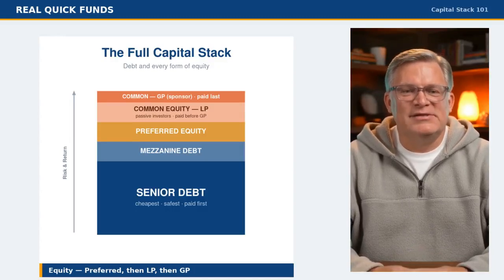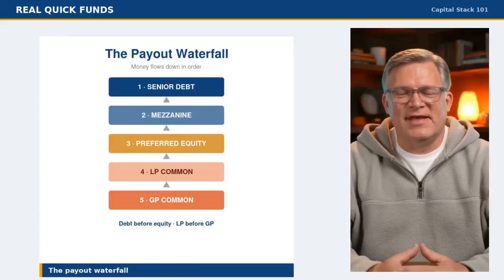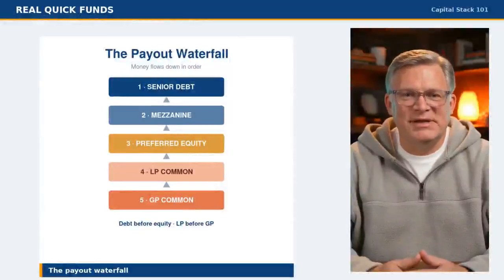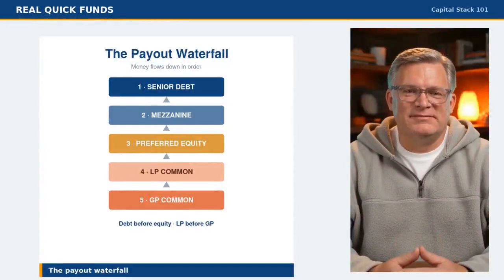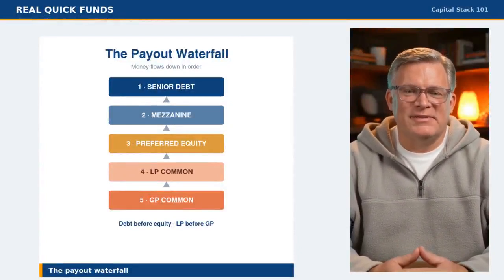That's the trade. So when the money comes in, it flows down the stack in order. Senior debt first, then mezzanine, then preferred equity. Then your LPs, and finally the GP. Debt always before equity. LPs always before the sponsor. That's the waterfall.